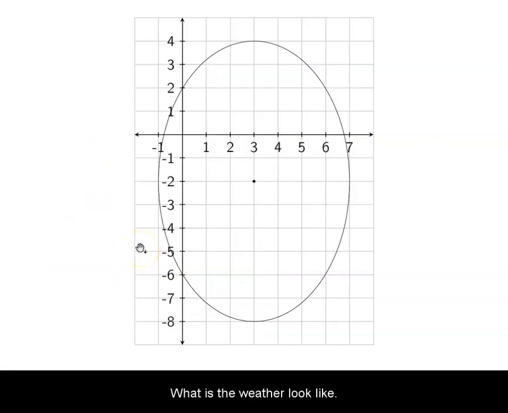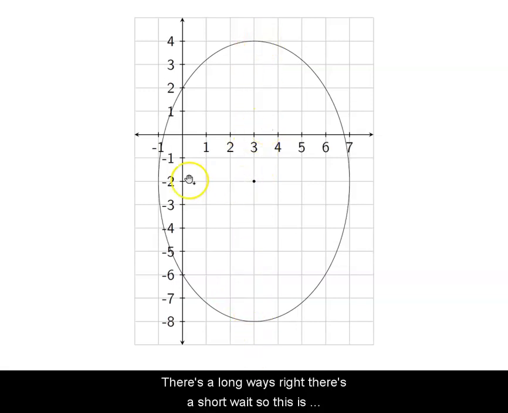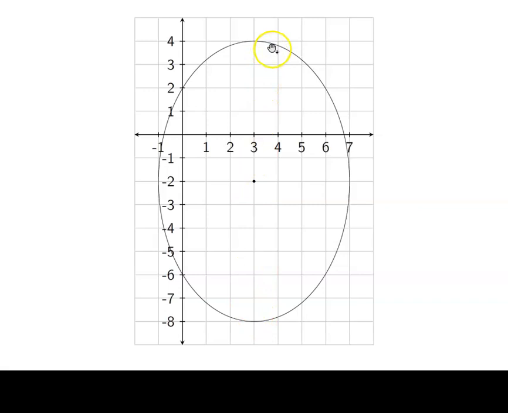Okay, so this is what it would look like. So 3, -2 is the new center. I didn't put the foci here, but this is the major axis. Okay, this is the long way, right? This is the short way. So this is the minor axis. So from here, I move a distance of 4, and a distance of 4. From here, a distance of 6, and a distance of 6. Okay, and then plot my points, right?